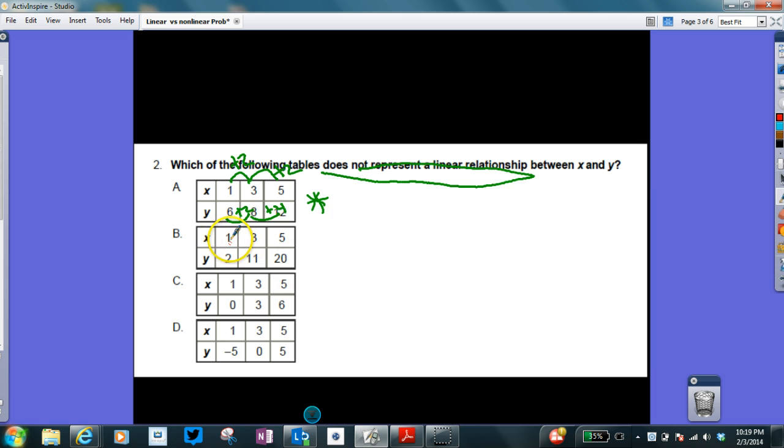And on top, my domain 1 to 3, 3 to 5. 2 to 11, you got plus 9. 11 to 20, you have plus 9. Definitely linear, right? So if it's linear, we can mark that one out because it's asking what does not represent a linear relationship. Let's look at C.